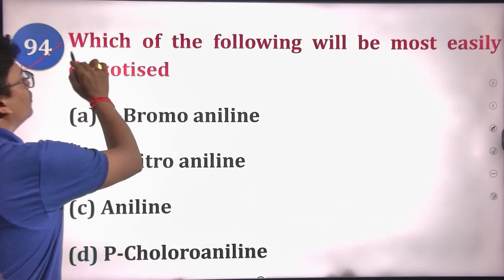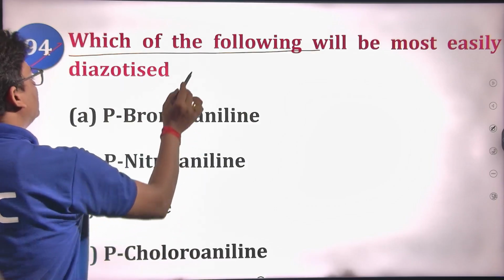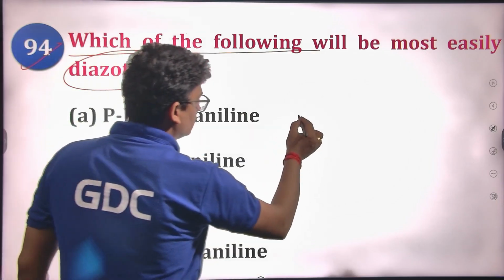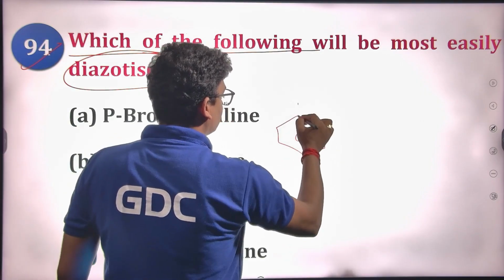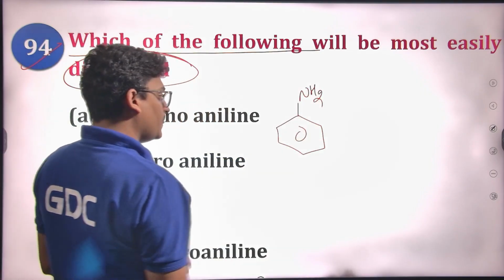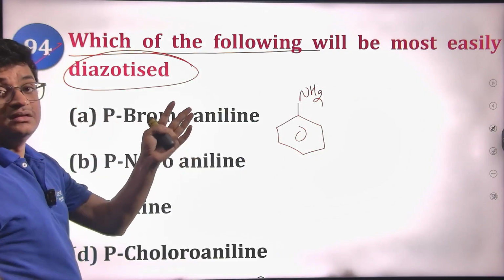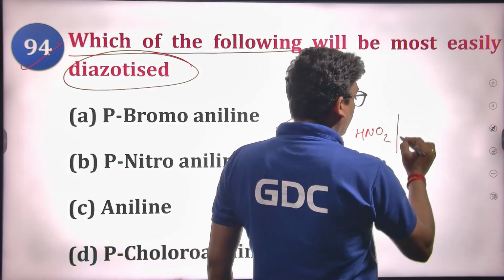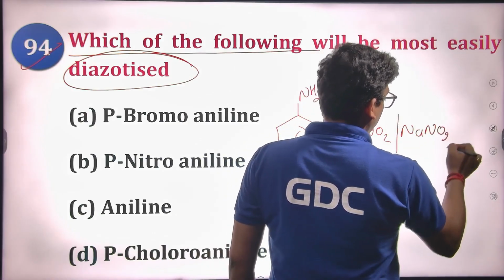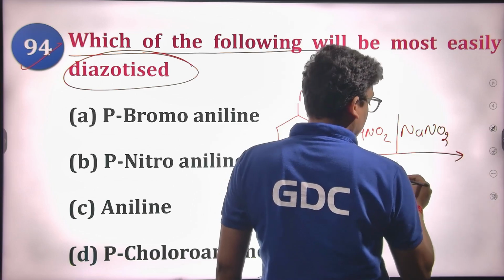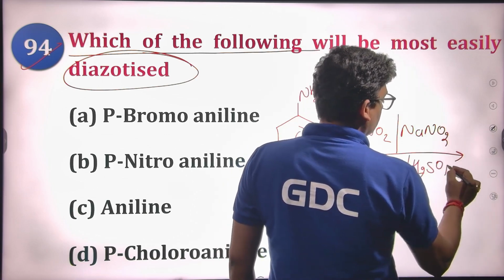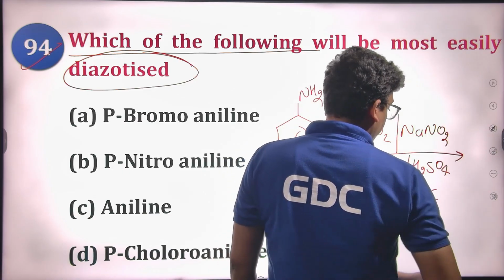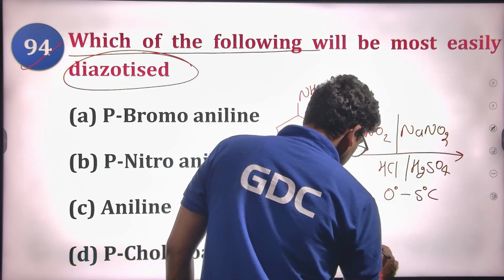Question number 94. Which of the following will be most easily diazotized? Suppose we are having this primary aromatic amine, aniline. This aniline, when reacted with HNO2 or NaNO2 in the presence of an acid, let's suppose HCl or H2SO4, at a temperature of 0 degree centigrade to 5 degree centigrade, we get aryl diazonium salt.